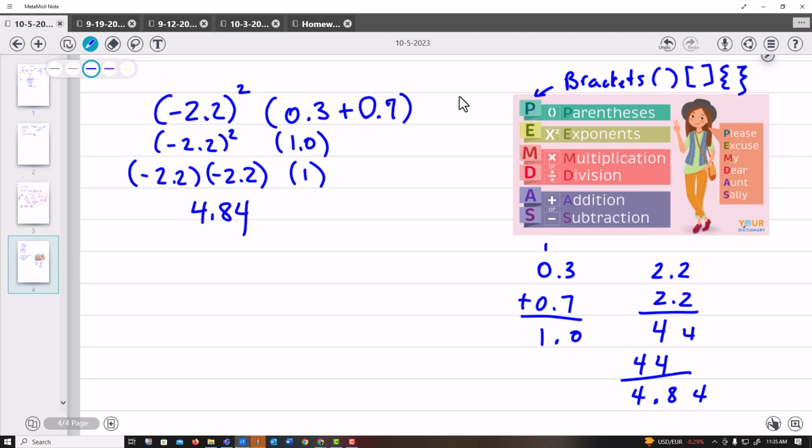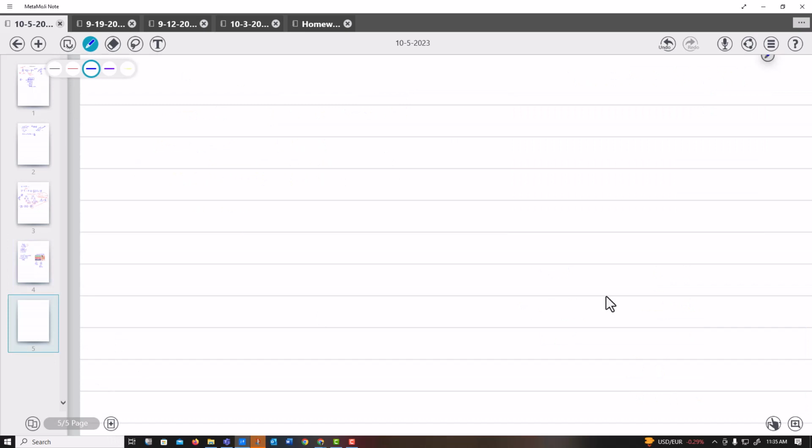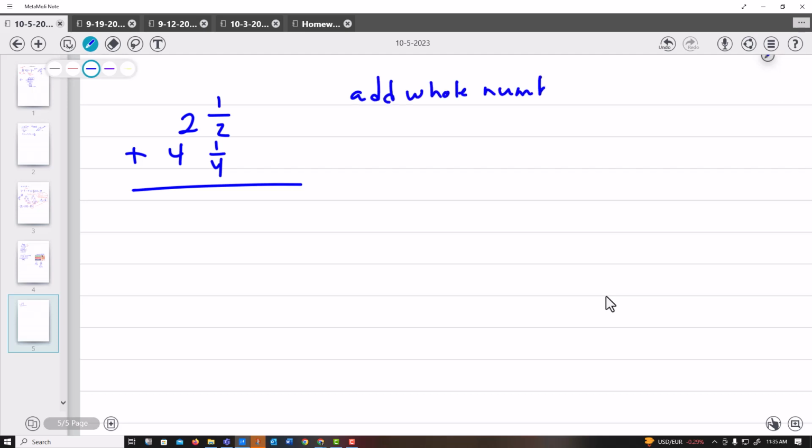So how about adding? How about if I have to add 2 1/2 plus 4 1/4? This makes me think of recipes, right? Where you want to change a recipe up. The easiest thing to do is to add the whole numbers. So add the whole numbers, and I can do 2 plus 4 is 6, and then add the fractions.